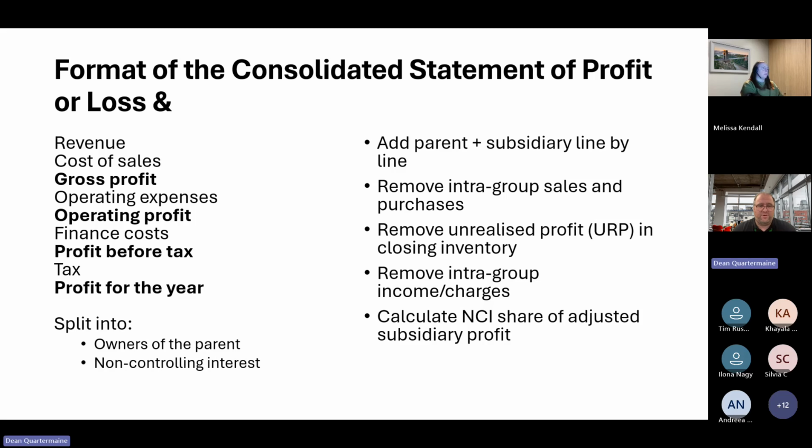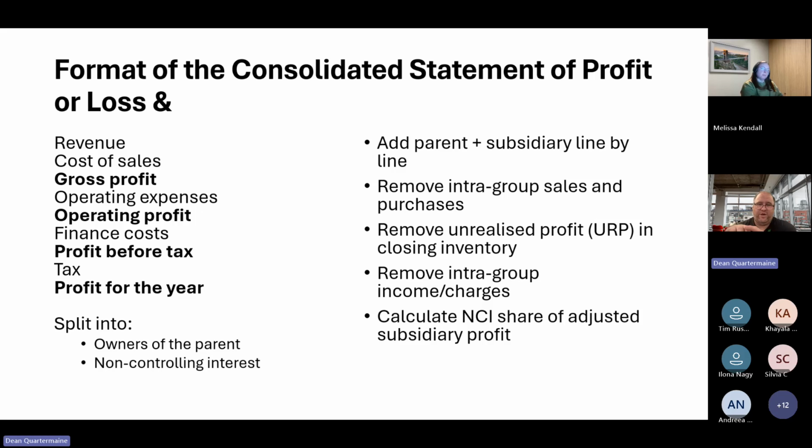So this stuff at the bottom, which I'm trying to highlight, and I'm probably making a really bad job of, we're going to split into owners of the parent. So what's the share of that profit for the shareholders of the parent company, against how much of that profit belongs to the non-controlling interest. So that's what it looks like.